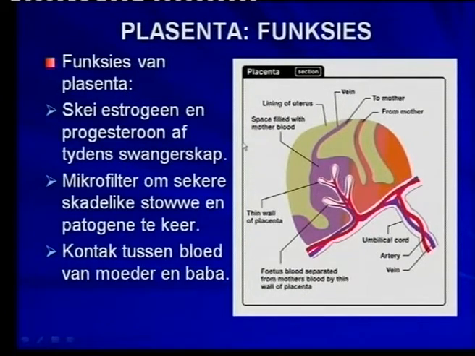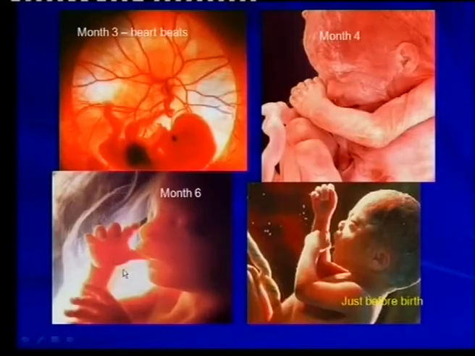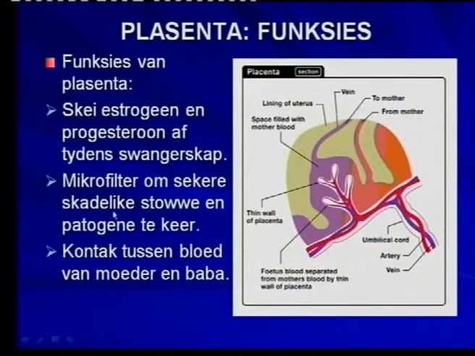The placenta, remember the corpus luteum, and that we will do on Monday, secretes progesterone. But the corpus luteum can't do that for the whole 9 months. So the placenta is an endocrine gland. It will secrete estrogen and progesterone. It's a microfilter to prevent certain harmful substances from entering the baby's blood. It's contact between the blood of the mother and the baby via a membrane. Just to go back to the microfilter, it protects the baby from all of these substances that might harm the developing fetus.